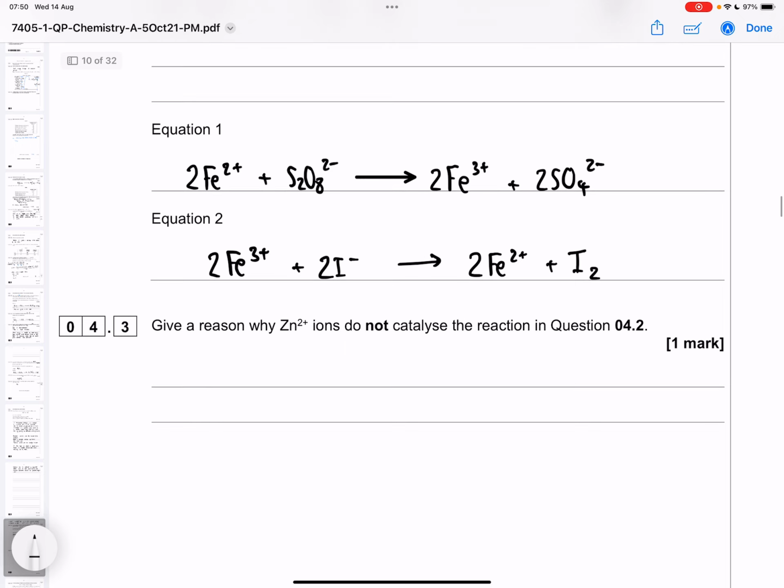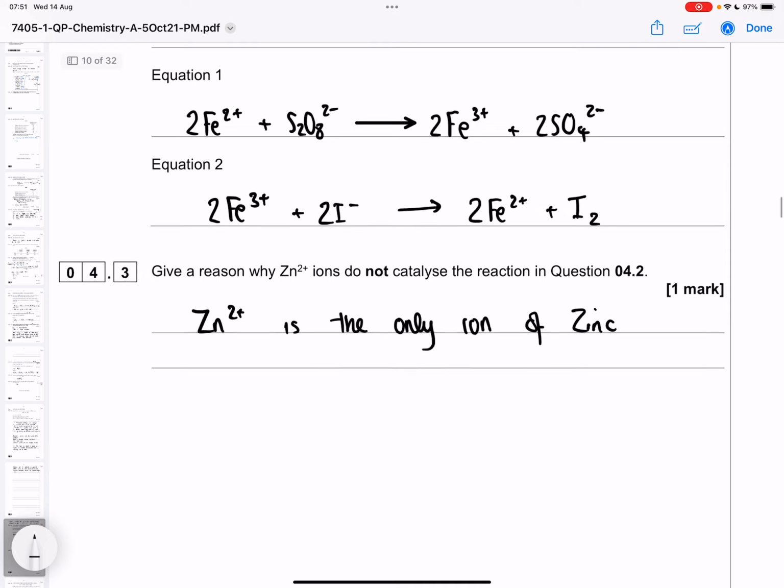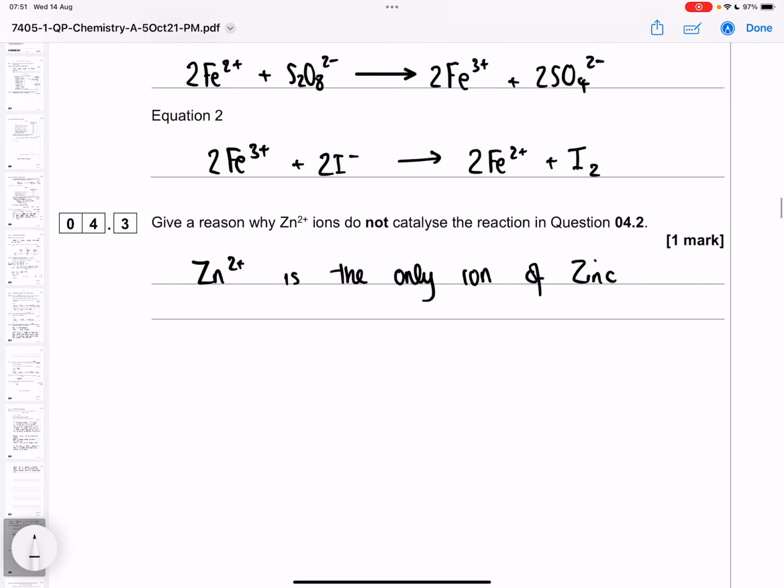Give a reason why Zn2+ does not catalyse this reaction. Zn2+ is the only ion of zinc. You just have to remember that. Remember that zinc only exists as zinc and Zn2+. It doesn't have multiple different oxidation states other than the metal and the 2+ ion.